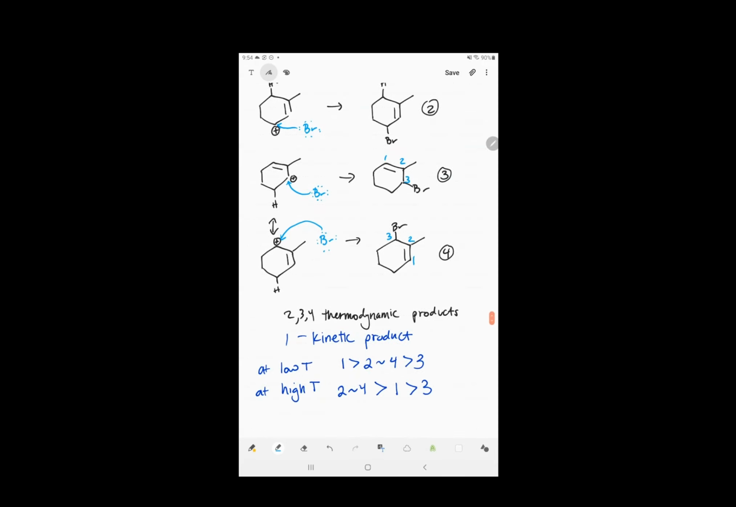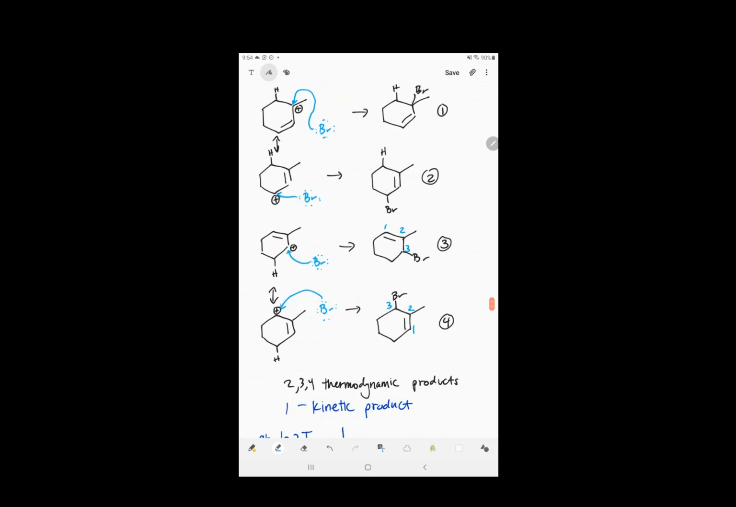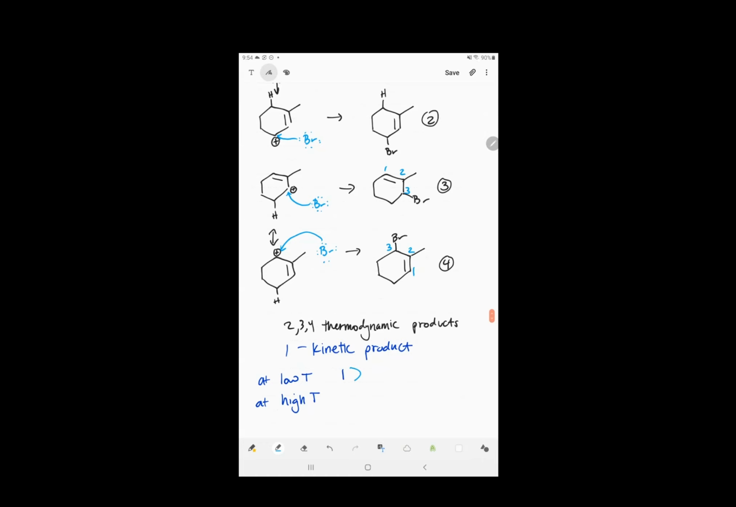I was thinking, like, product 3 shouldn't be that far behind. I remember one of them should be bigger than the other. So, cool. Let's relook at our product distribution here. So, still our kinetic product, which is number 1, is going to be bigger than the other ones, right? That one should definitely outweigh our other products.